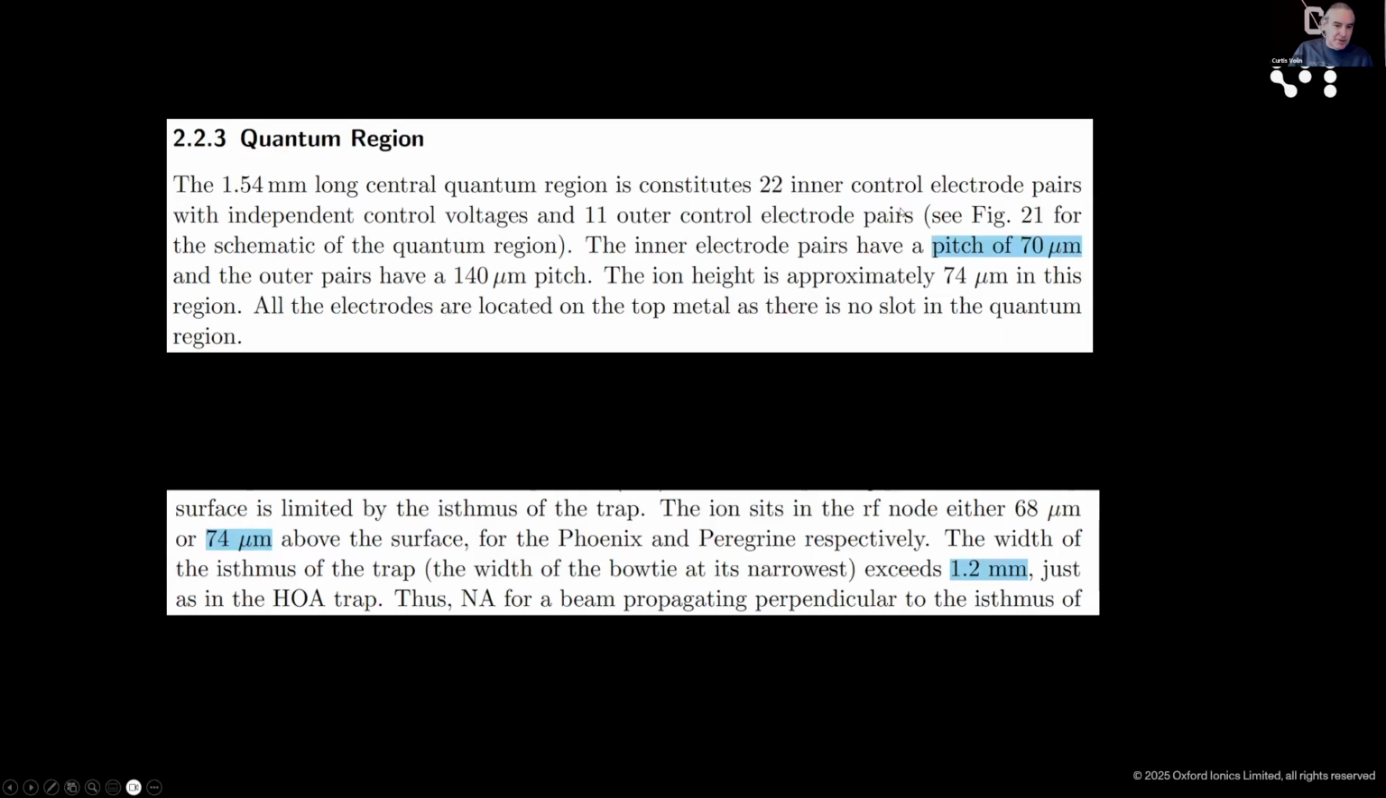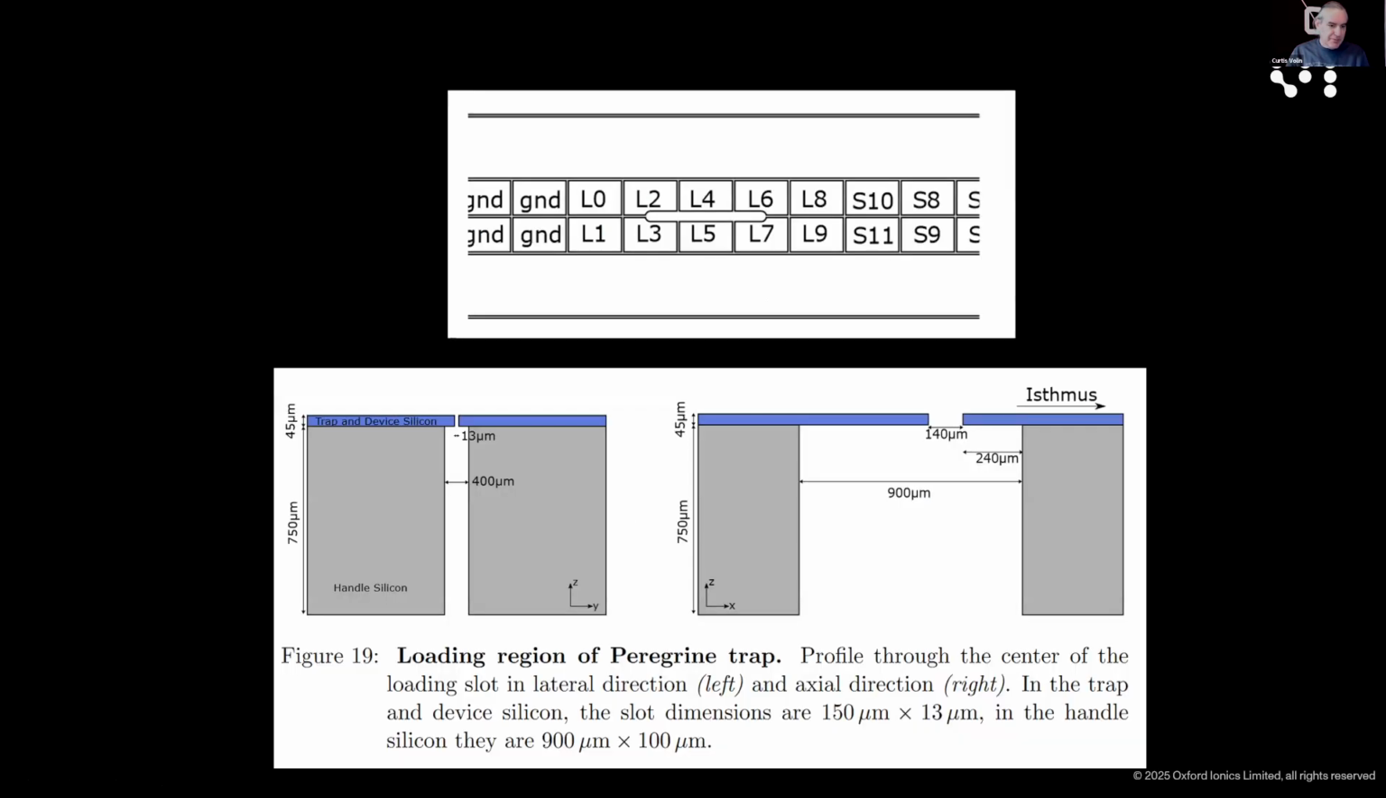There are segmented electrodes with a pitch of 70 microns. There is an outer electrode that is cut up in the real trap, but I'm just going to treat it as a single electrode here. And then the whole isthmus is about 1.2 millimeters wide. Finally, there is a load slot. There's a quite small load slot located off to the left of the trap. It's 13 microns by 140 microns wide.